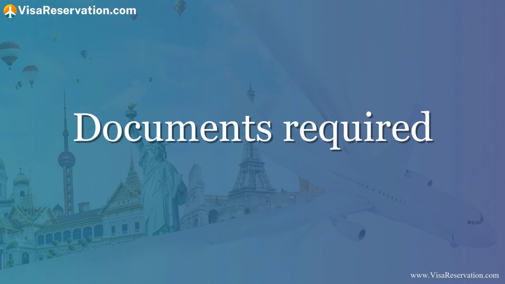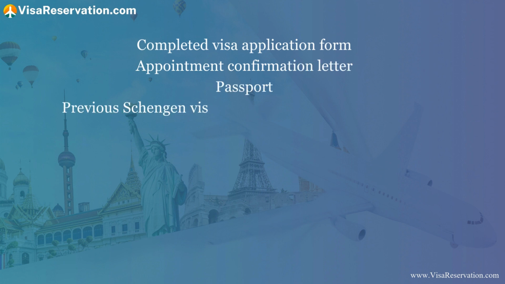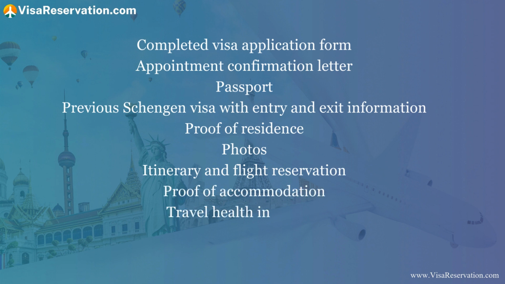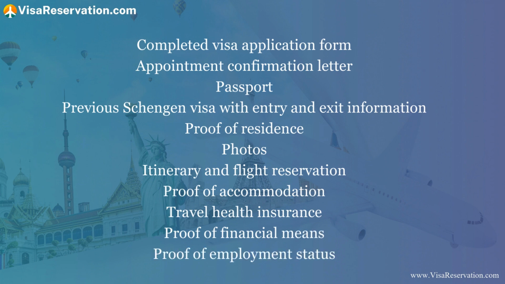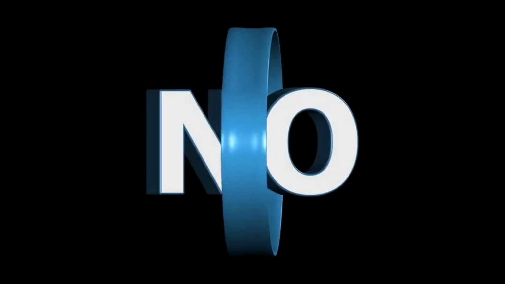So we've looked at how to apply for a visa, but what about supporting documents that are required as part of your application? Documents include your visa application form and appointment confirmation letter, your passport and any previous Schengen visas, proof of residence, photos, itinerary and flight reservation, proof of accommodation, health insurance, proof of financial means and proof of employment status. There could be other documents that are required depending on your reason for visiting Austria. So it's best to check the full list of documents before you submit your application. If you miss anything, this could mean a rejected application.